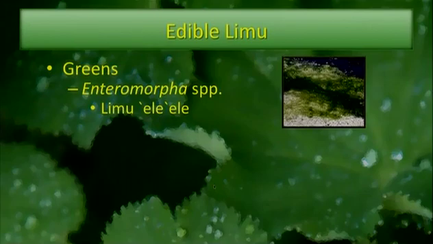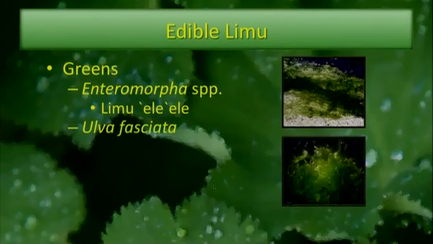Now the Enteromorpha is put into the genus Ulva, but there's also Ulva fasciata, also known as sea lettuce. So these are among the limu that people like to eat. In fact, all limu are edible except the calcareous ones, the ones that have calcium in them that make them hard, like the reef-building algae. Ulva fasciata is also known as limu palahalaha.